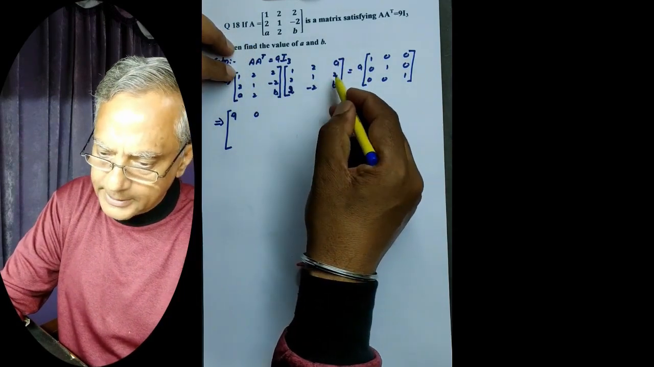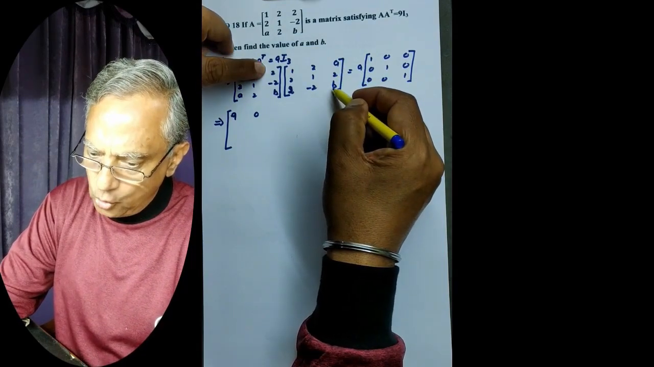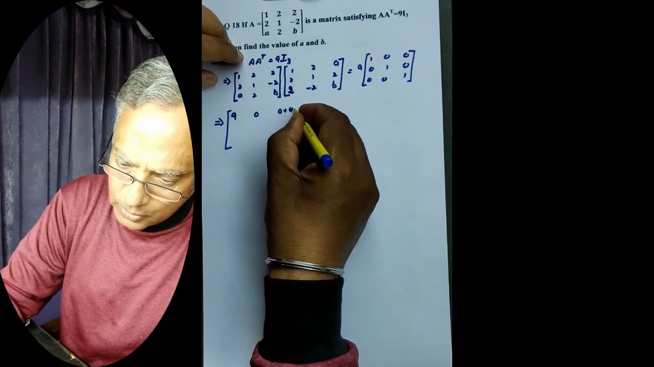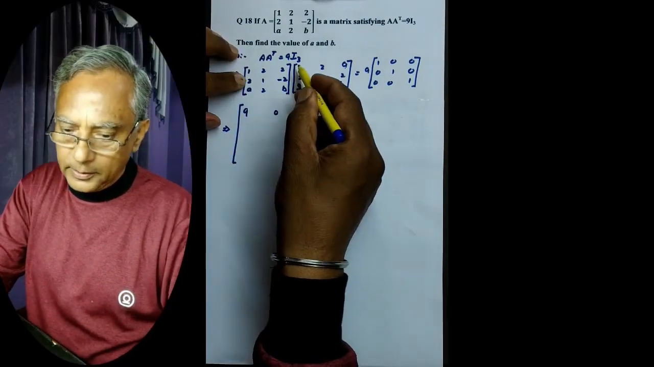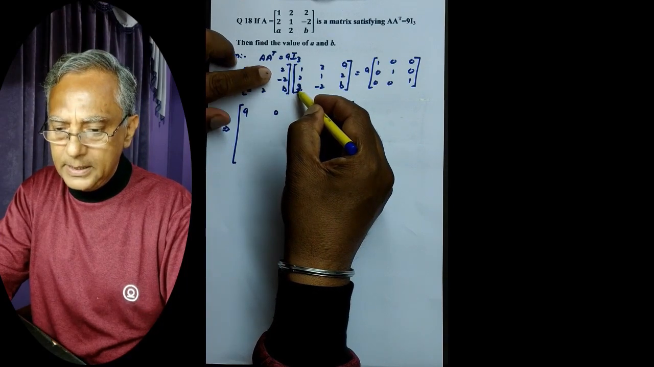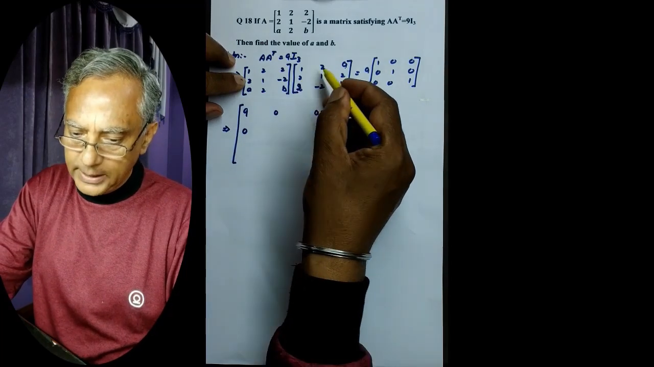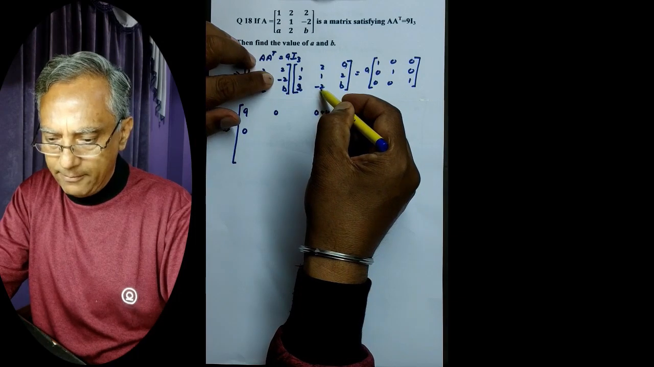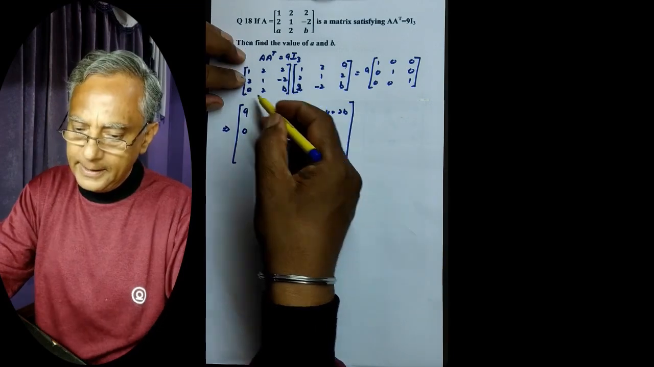This into this. This is A plus 4 plus 2B. This into this. What we get is 2 plus 2 minus 4, which is 0. This into this. 2 into 2 is 4, 4 plus 1 is 5, 5 plus 4 is 9.